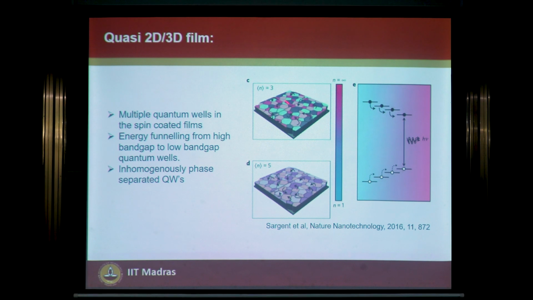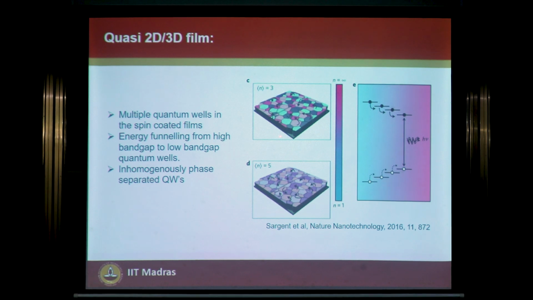But the problem is when you start with the precursor solution, wanting to make n equal to 3 layers, you won't only end up with n equal to 3, but n equal to 1, 2, 3, even 50, because it's all solution process, all self-assembly is happening, and we cannot control that. Basically you will end up with something like this in a schematic view. But nonetheless, this works well.